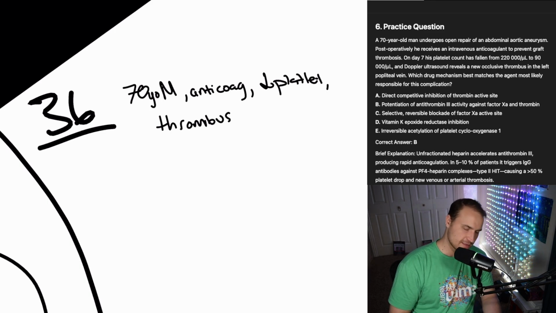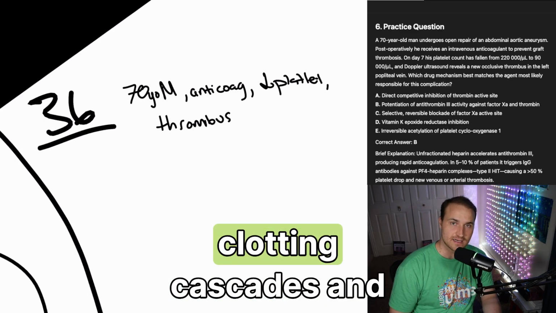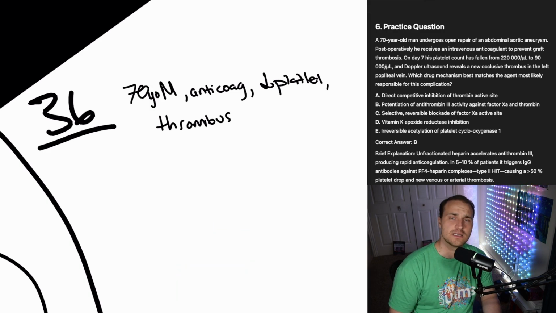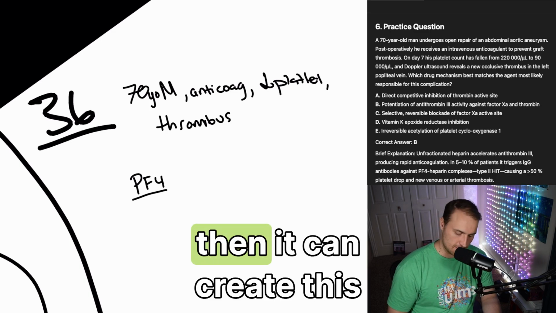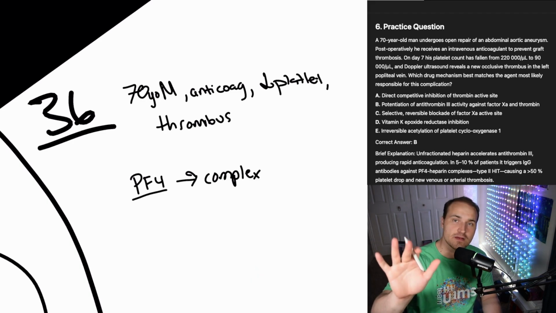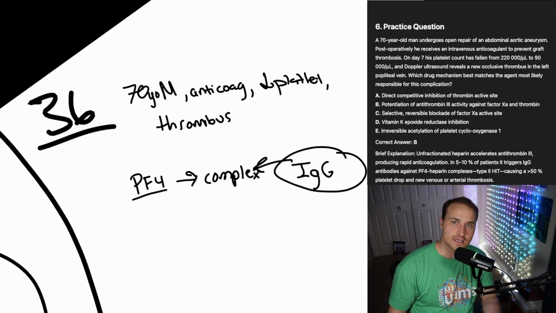Now, this is kind of paradoxical. One of the paradoxical things in medicine. The drugs we give to stop clots can actually ignite clotting cascades, just clotting wildfires. So when unfractionated heparin latches onto platelet factor 4, then it can create this complex that is like alien to the body. So by day 5, the immune system floods the bloodstream to try to attack this new alien with its IgG missiles. And so it locks on to the PF4-heparin complex that was formed, and it flips the platelets into overdrive.